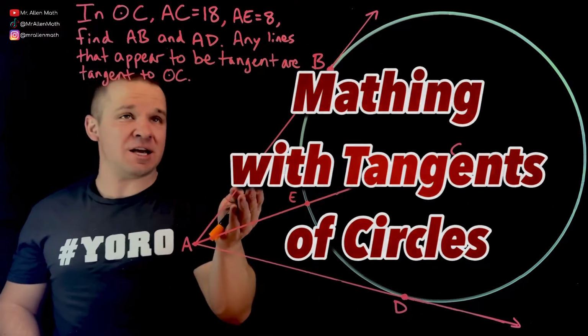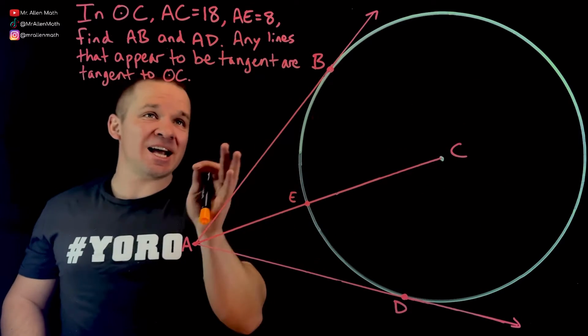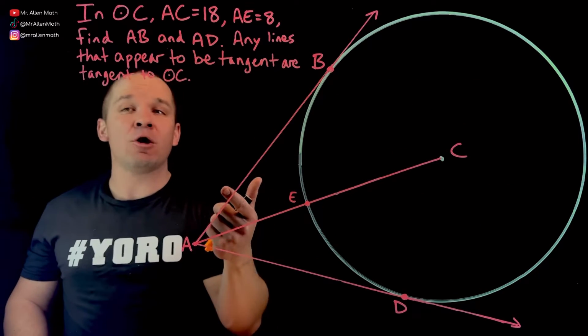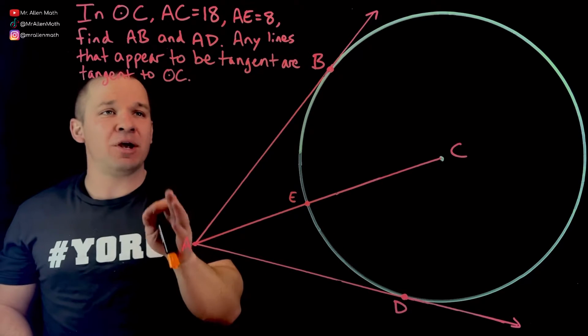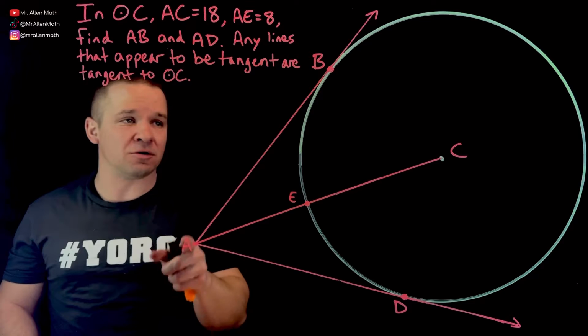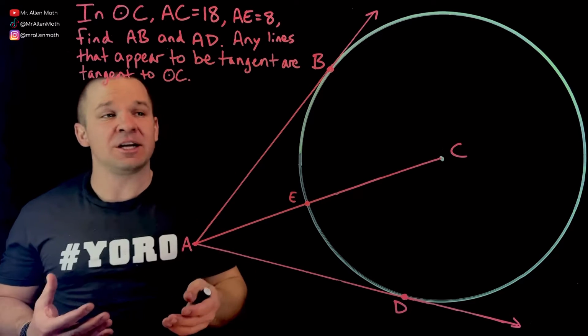So in circle C, we have AC is 18, AE is 8. We want to find AB and AD. And then it says any lines that appear to be tangent are tangent to circle C. That's one way that they phrase it into these problems here.